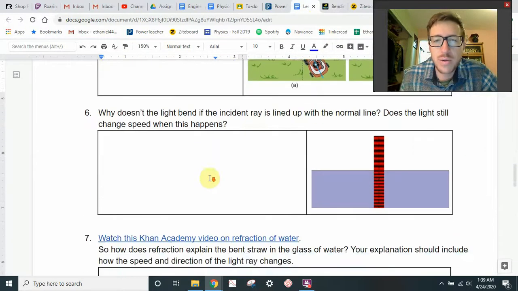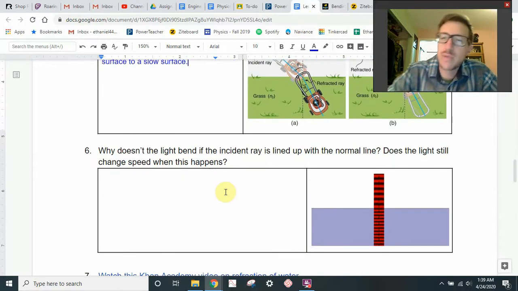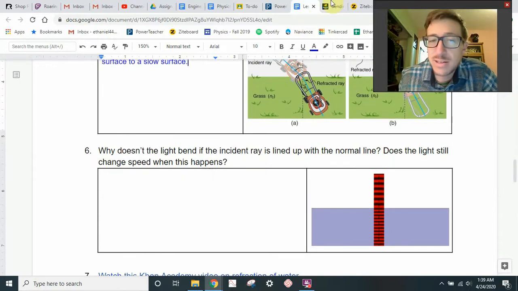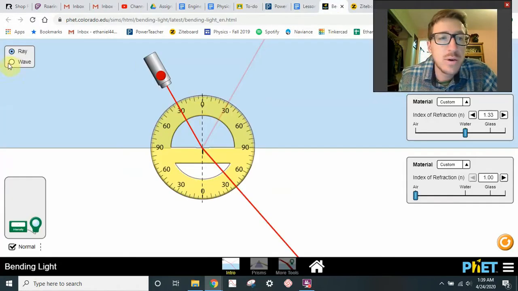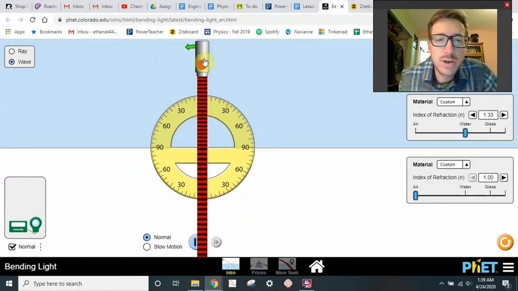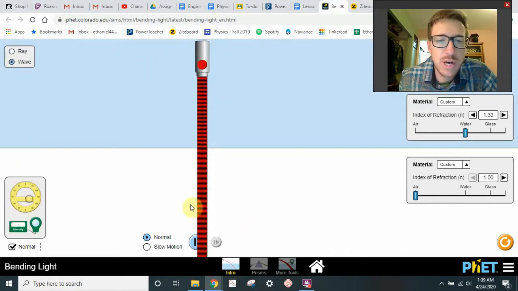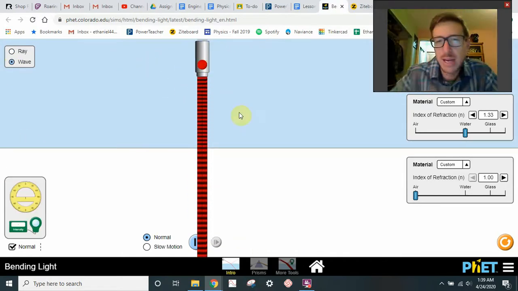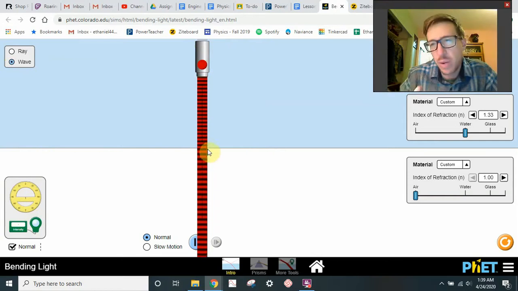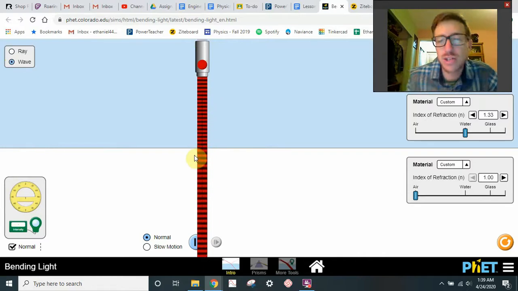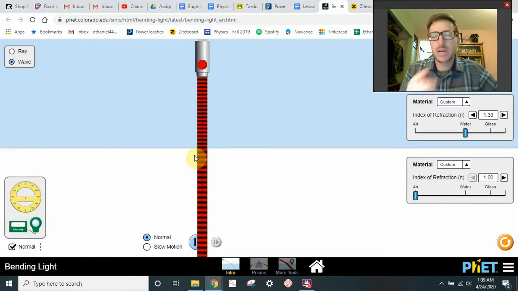And so if we look at this question, why doesn't the light bend? The incident ray is lined up with the normal line. Does the light still slow down or still change speed? Well, if I take this back to the waveform and I just go straight in, kind of remove my protractor there, we'll notice if it's not coming in at an angle, then neither side of the light wave is speeding up or slowing down before the other. So it continues going in a straight line. However, it does definitely change speed still, right? And that is an important thing to keep in mind. But if one side of the wave can't speed up or slow down before the other, then it just keeps going in a straight line.